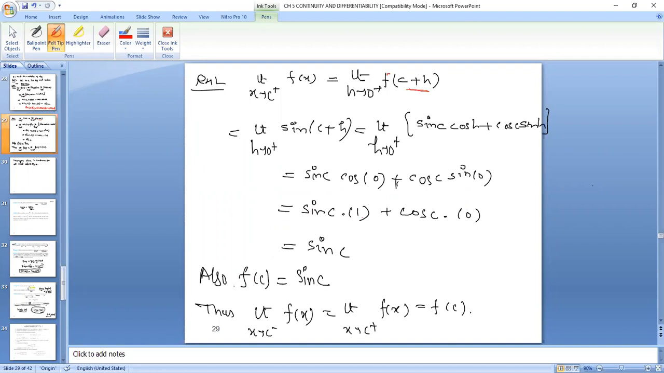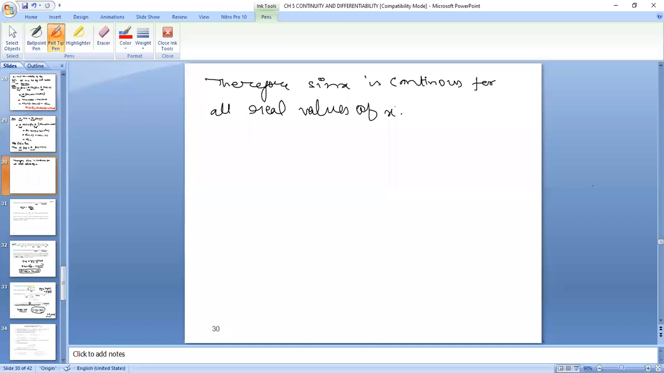Now the value of the function, that means directly put c, f of c is equal to sin c. So we are having limit x tending to c negative f of x, that is, left hand limit, is equal to right hand limit is equal to f of c. Thus we can say that sin x is continuous for all real values of x.